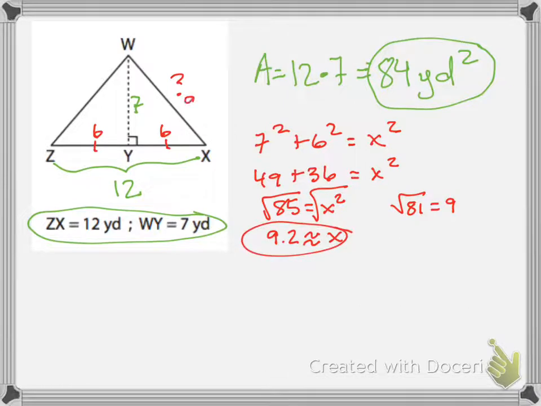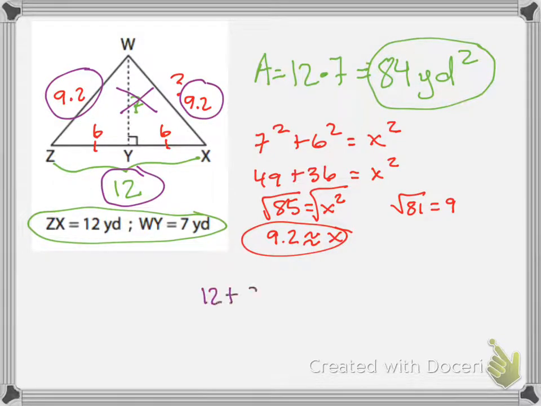So if we call this 9.2 and 9.2 over here, because we have two congruent right triangles built into this one triangle, then we have a 12 here, a 9.2, and a 9.2. We do not use the 7 for the perimeter because it goes through the middle. So 12 plus 9.2 plus 9.2 is going to be 18.4, 30.4 yards would be the perimeter.